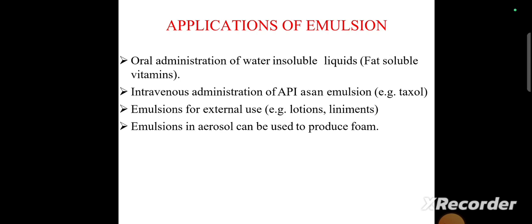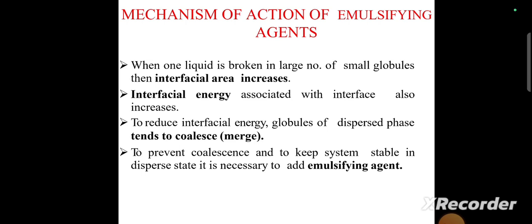First is oral administration of water-insoluble liquids, for example fat-soluble vitamins. Second is intravenous administration, where the API is in emulsion formulations, for example Taxol. Emulsions for external use, for example lotions. Emulsion in aerosol can be used to produce a foam formation.